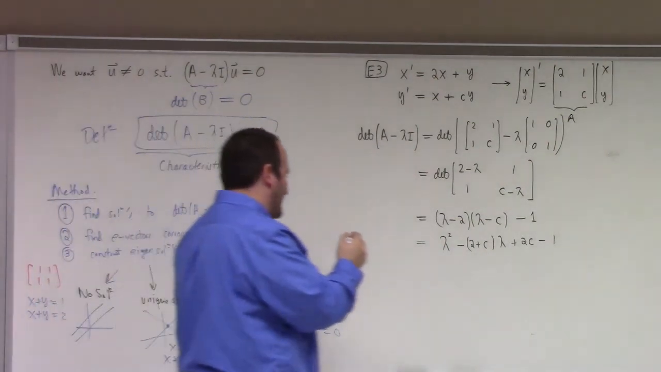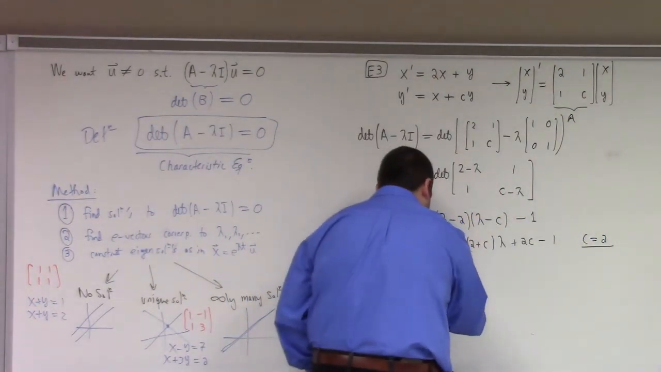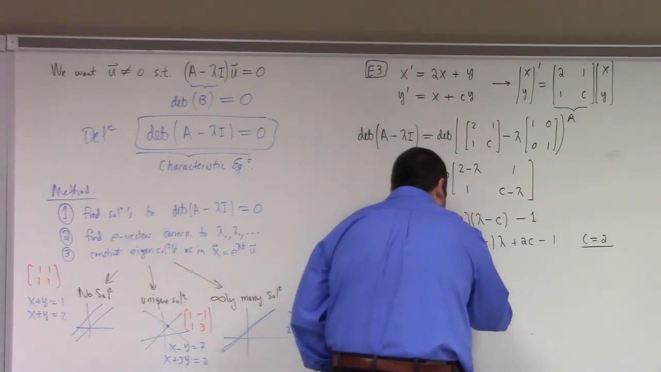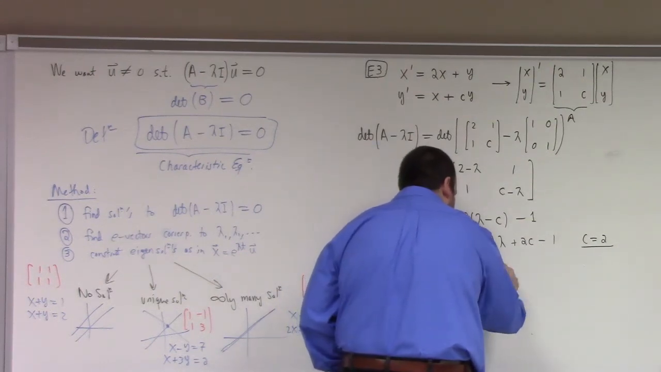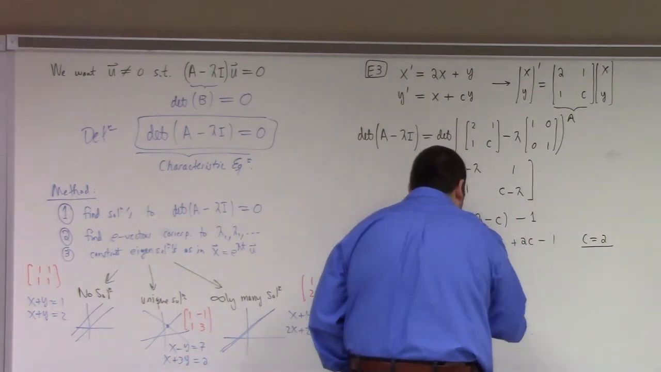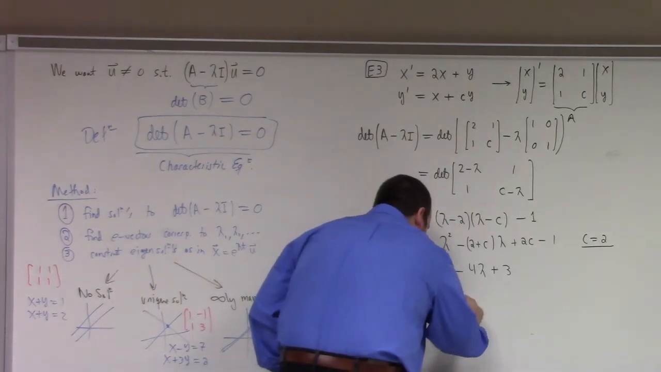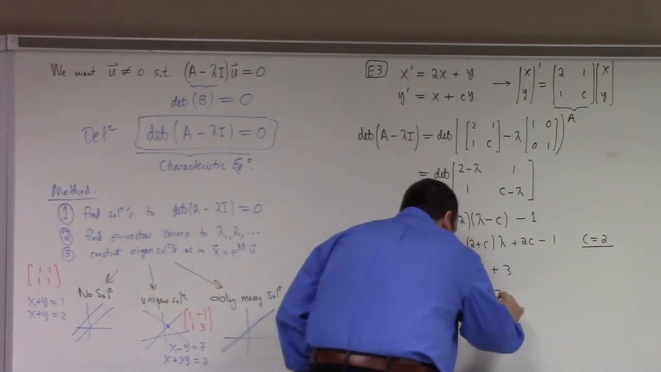Oh, so 2 is nice. Okay, so if we put C equals 2, it's nice. I was scared off from that because I was worried about this, but oh, you're right. So plus 3, is that? Oh, yeah, that's perfect. Thank you. So I do lambda minus 1 times lambda minus 3.